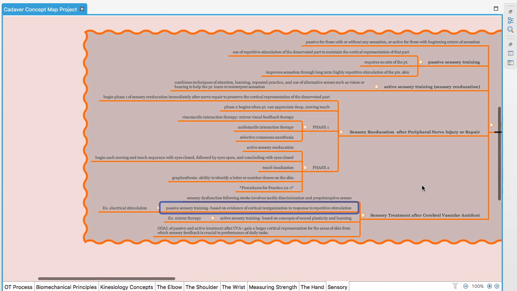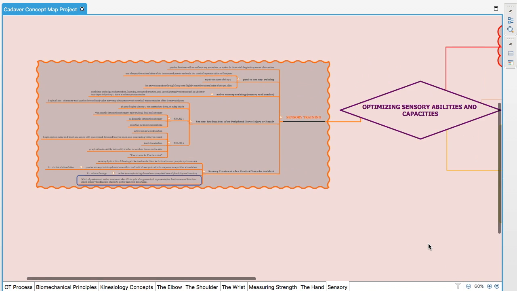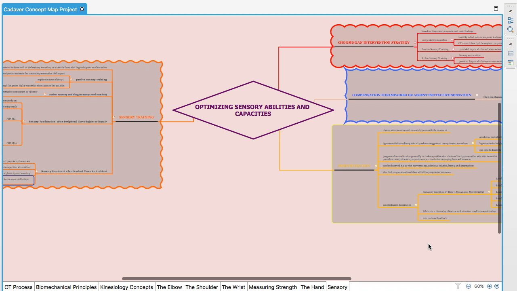Once moving into active training or sensory re-education, the patient is more involved and interventions such as mirror therapy could be used. This is based on the concept of neuroplasticity in learning. The goal of passive and active treatment after CVA is to gain a larger cortical representation for the areas of skin for which sensory feedback is crucial to performance of daily tasks.